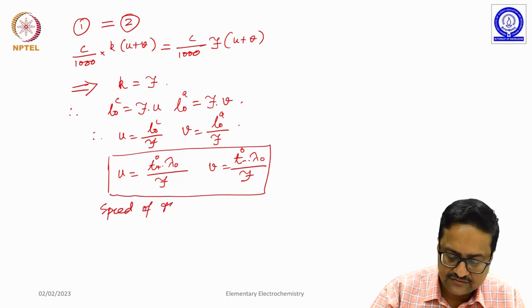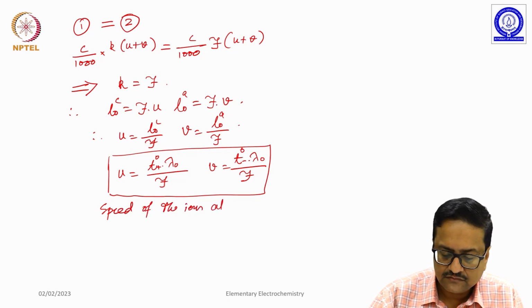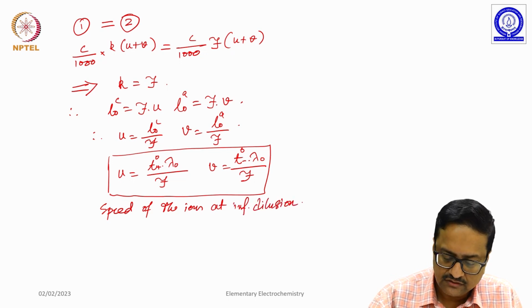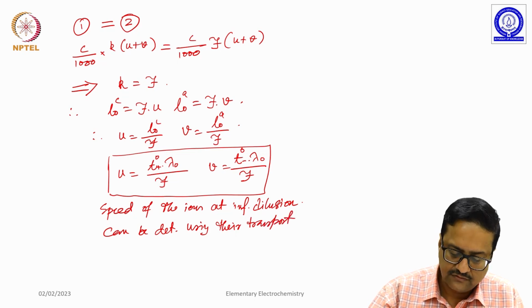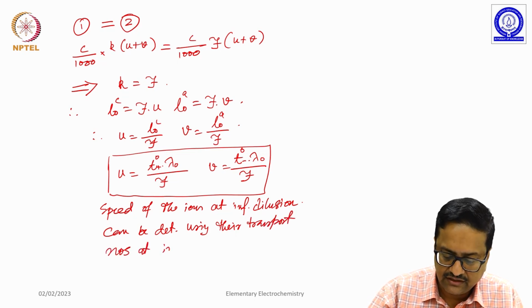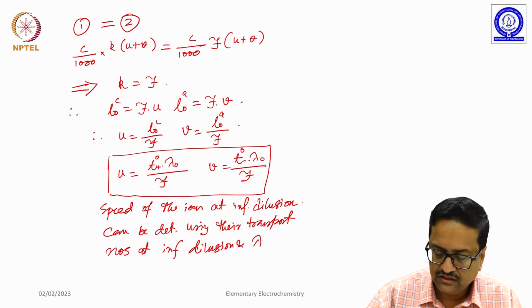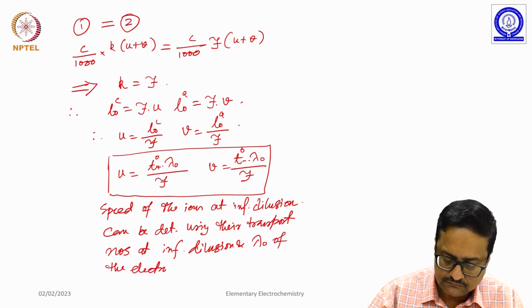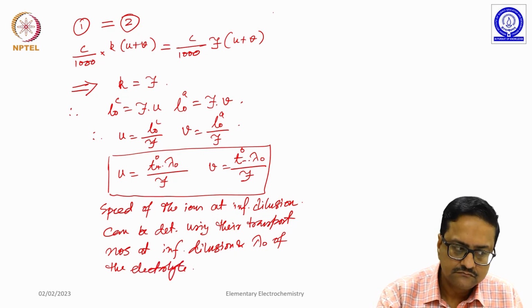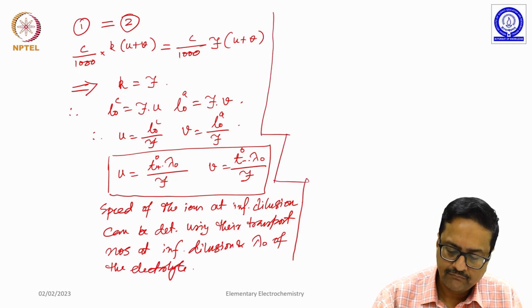So the speed of the ions at infinite dilution can be determined using their transport numbers at infinite dilution and the corresponding lambda 0 of the electrolytes. Right?